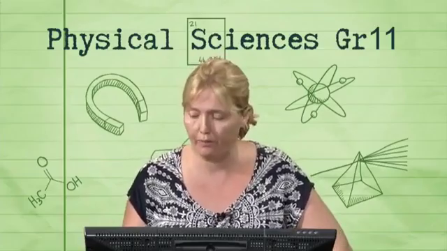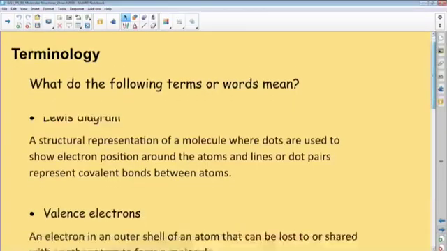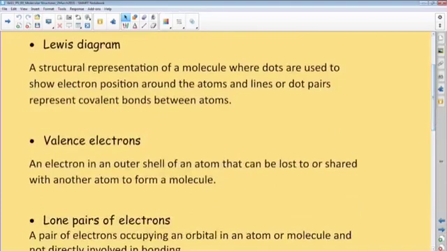Okay, everybody, hopefully you've managed to get some definition or some understanding of what these terms mean down on paper. Let's go through them together. Lewis diagram. So what is a Lewis diagram? It is a structural representation of a molecule where dots are used to show electron position around the atoms, and lines or dot pairs represent covalent bonds between atoms. So a lot of words, but in case you don't remember what a Lewis diagram is, I'll draw one for you.